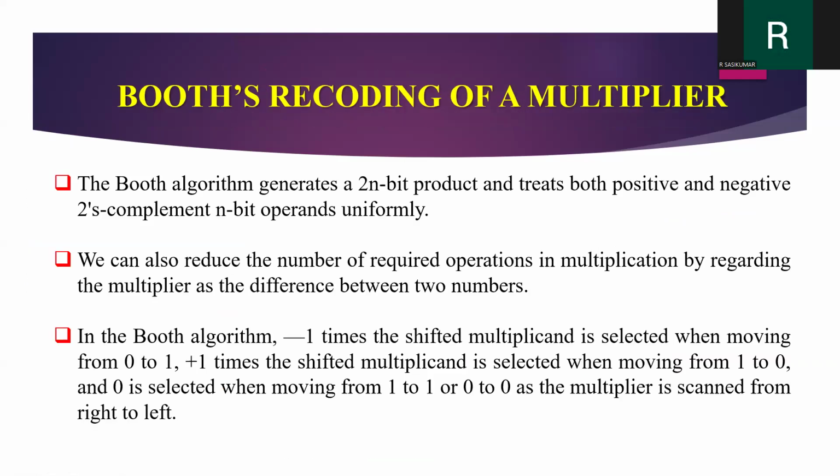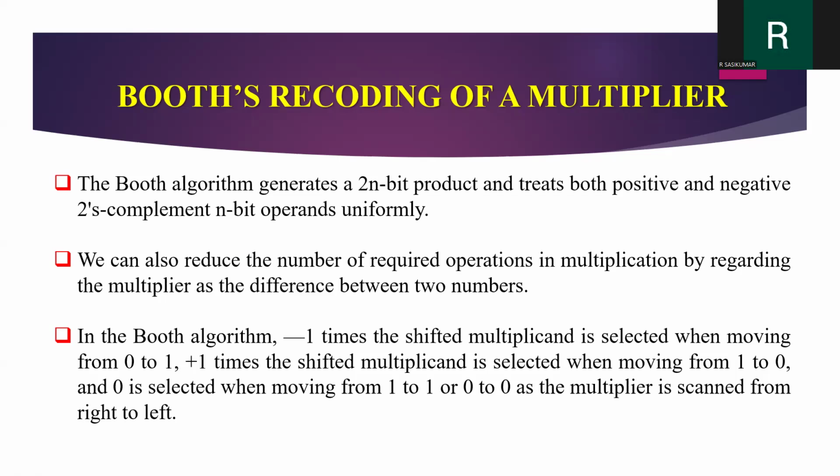So what is Booth multiplication? Normally, Booth multiplication is most suitable for negative numbers. But by using Booth's multiplication algorithm, we can do both positive and negative multiplication also. But it is most suitable for negative multiplication.